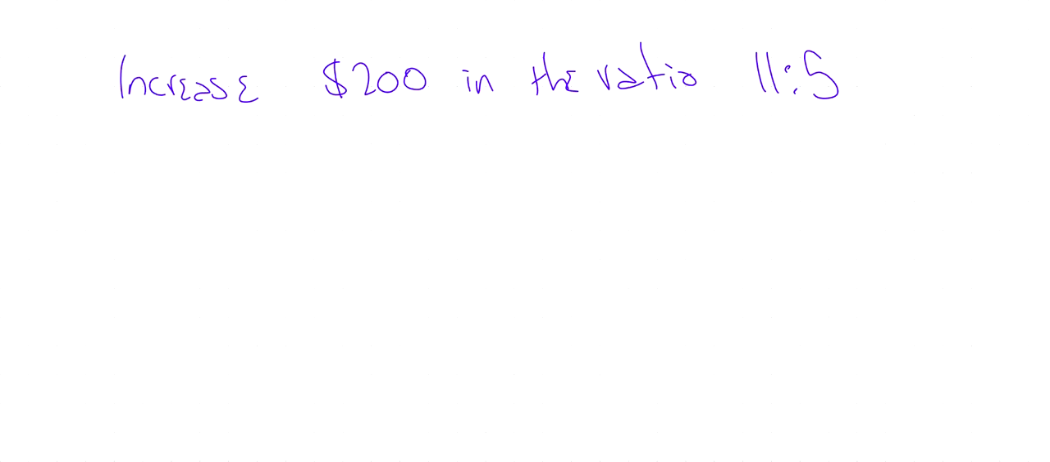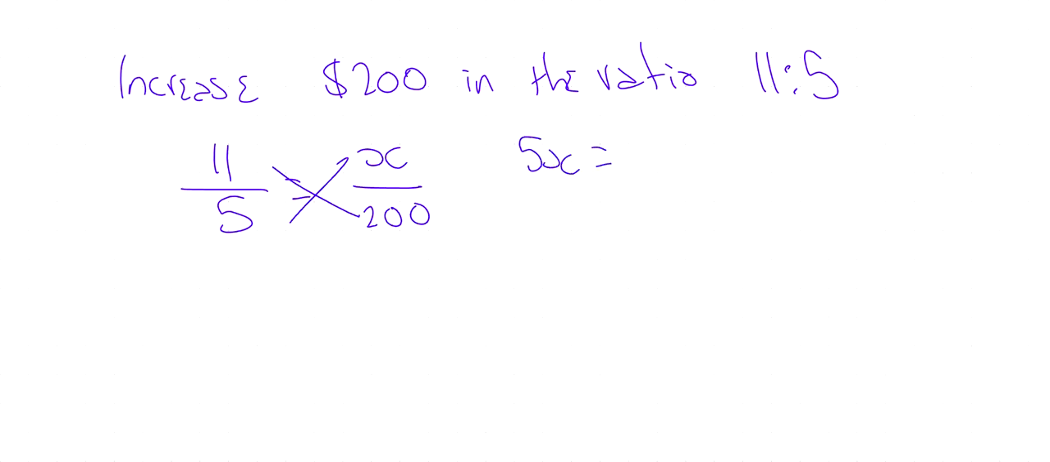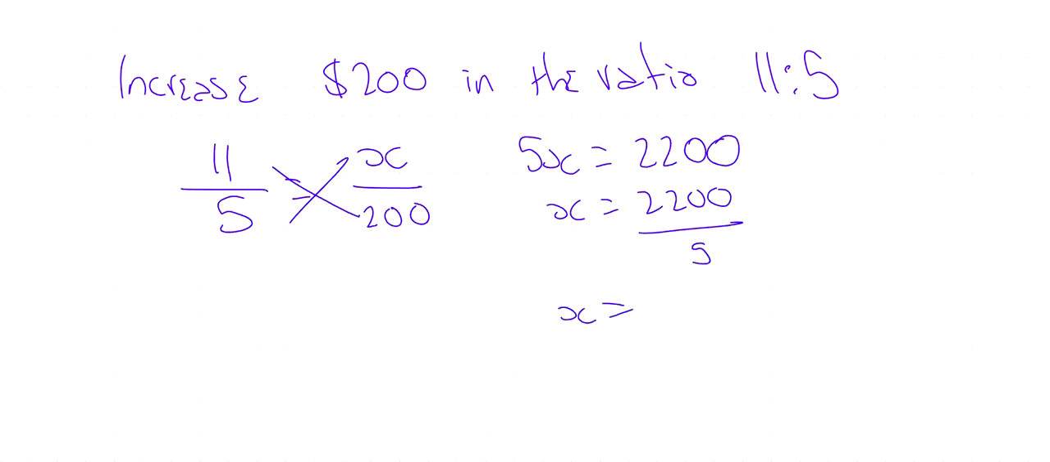So remember when we set up ratios before? We said 200 goes with the 5. We don't know what the new one's going to be. And then what do I do from here? Cross multiply. So then I get 5x equals 2200. And then what would I do next? So what do I get? 440. If I have increased $200 in this ratio, I now have $440.